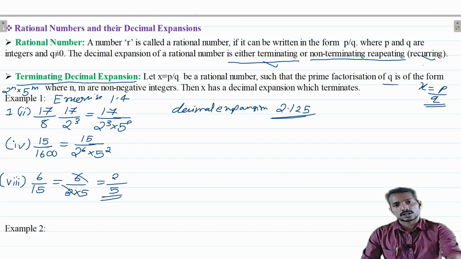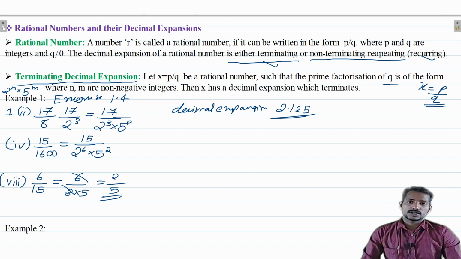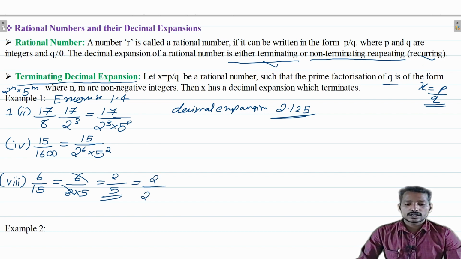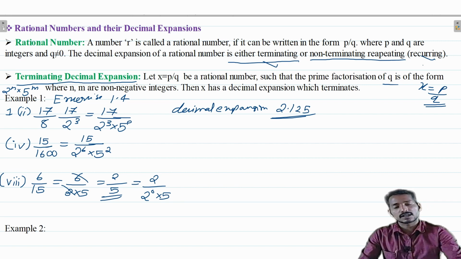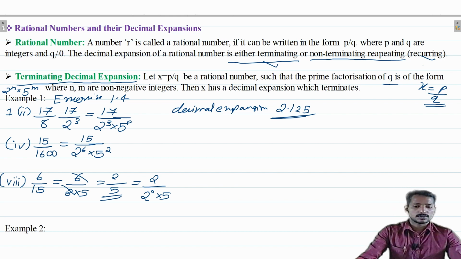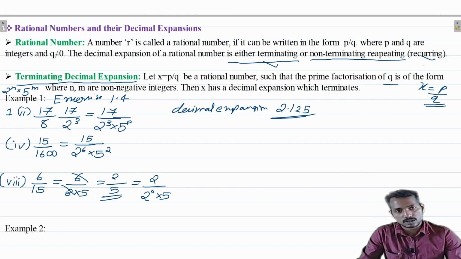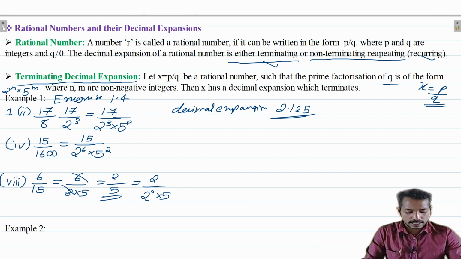If it consists of only 2 and 5, then it terminates. And here you see only 5, so we can modify this as 2 by 2 raised to 0 into 5. So either it has 5 or 2 or 2 and 5 only. If any other number comes, that will not terminate. We will discuss that in the second category. Clear? So these all have terminating decimal expansions because the denominator is in the form of 2 raised to n into 5 raised to m. Let's take the second question.